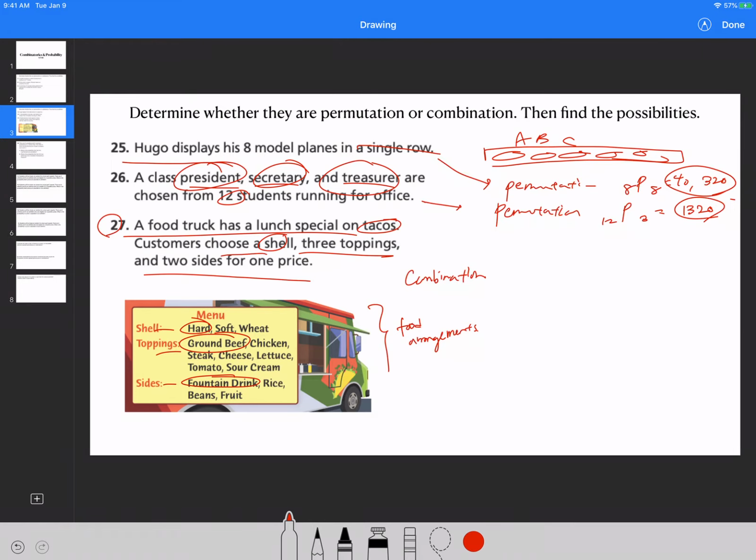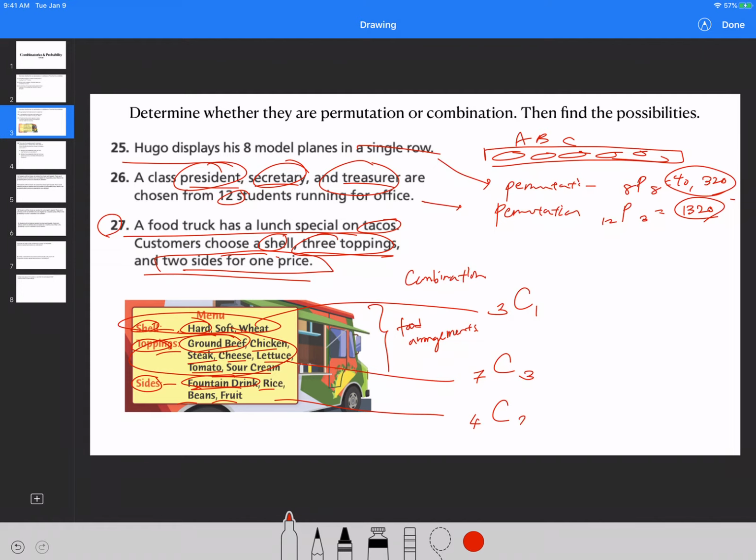So the customer chooses a shell, 3 toppings, and sides. For the shell, it doesn't matter. You have 3 options to choose from, and you're choosing one of them. For toppings, you have 1, 2, 3, 4, 5, 6, 7 choices, and you're picking 3 because it says 3 toppings. And then it says 2 sides: fountain drink, rice, beans, and fruit. So it's 4 choices, and you're picking 2 of them.